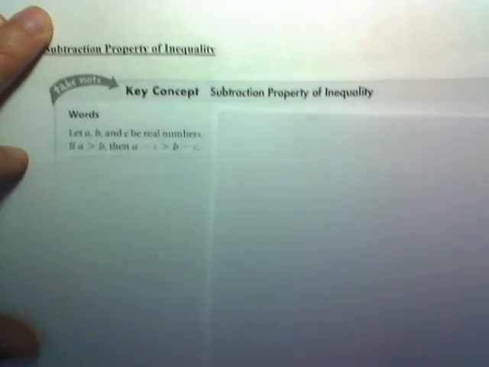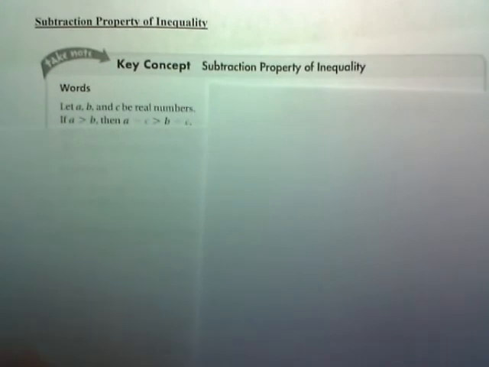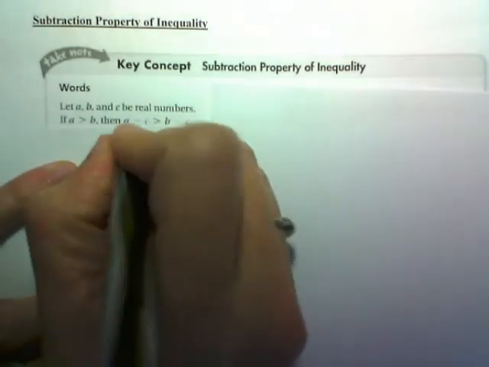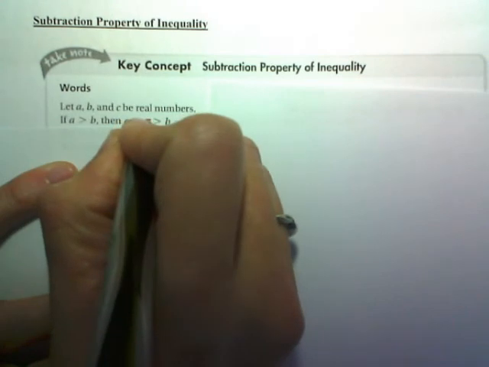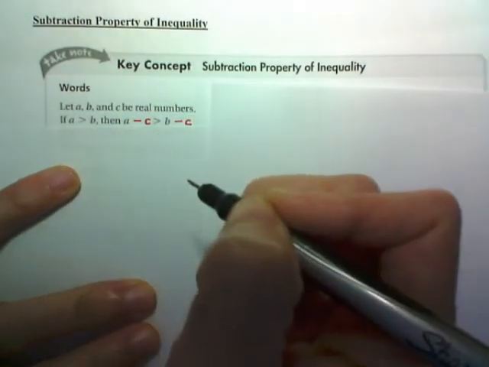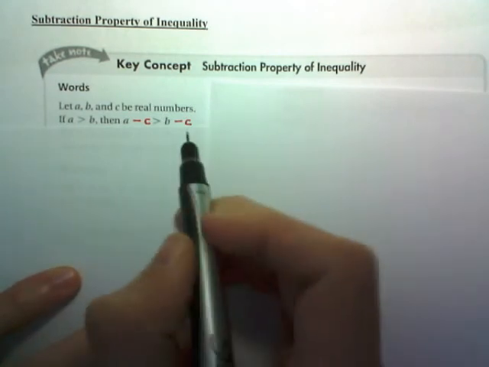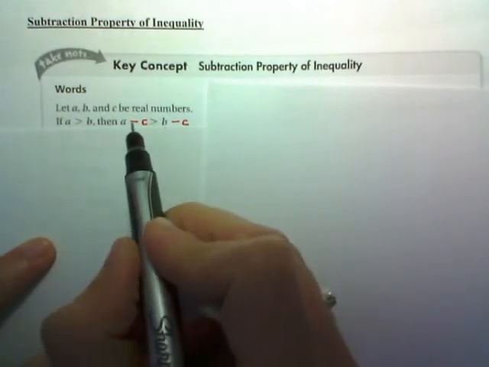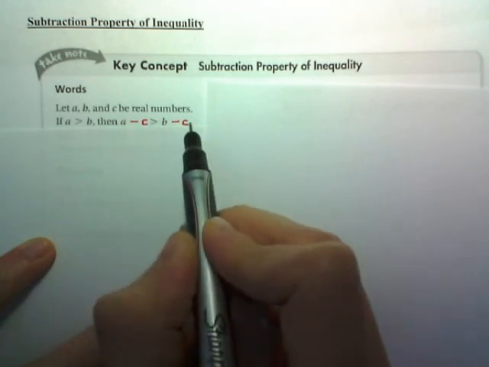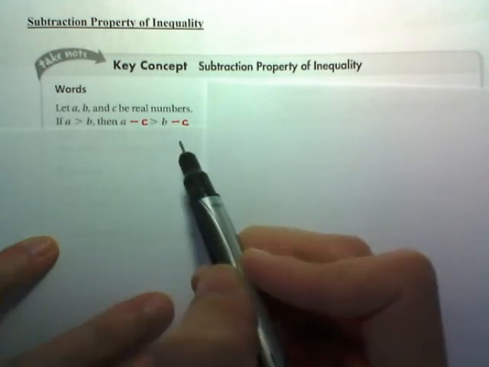Let A, B, and C be real numbers. A is greater than B. Well, if A is greater than B, and I subtract C from A, and I subtract C from B, I'm still going to have an equivalent inequality. I'm still going to have A larger than B. A minus C is going to be larger than B minus C. So I can subtract the same thing from both sides.